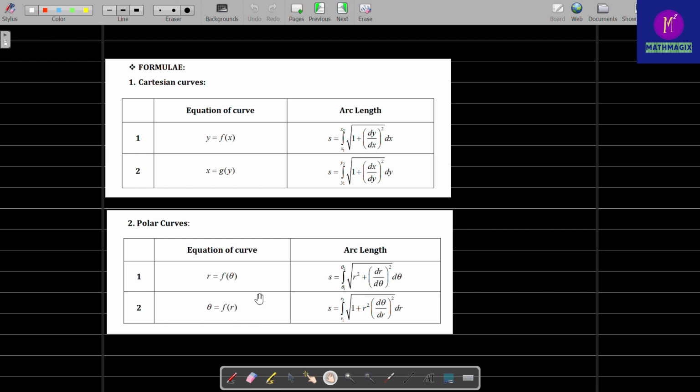that is we have r as a function of theta or theta as a function of r. So whenever r is a function of theta, then we can use the formula s equals integration square root of r square plus (dr by d theta) the whole square d theta, with theta varying from theta 1 to theta 2. If we have theta as a function of r, then the formula is s equals integration square root of 1 plus r square (d theta by dr) square dr, and the limits are r1 to r2. So let us see a few examples related to the polar curves.